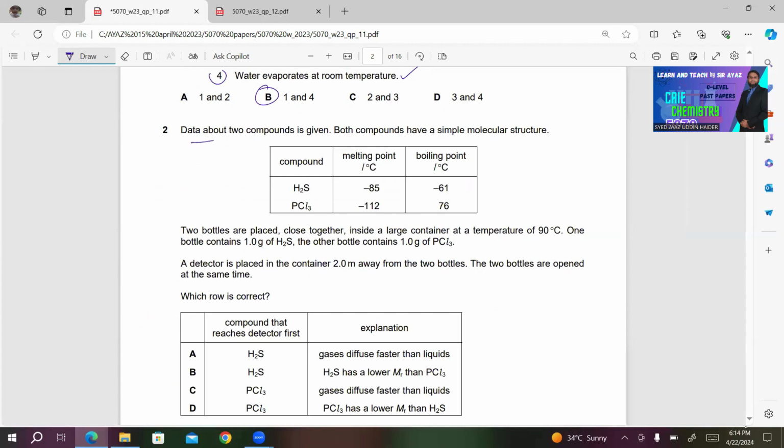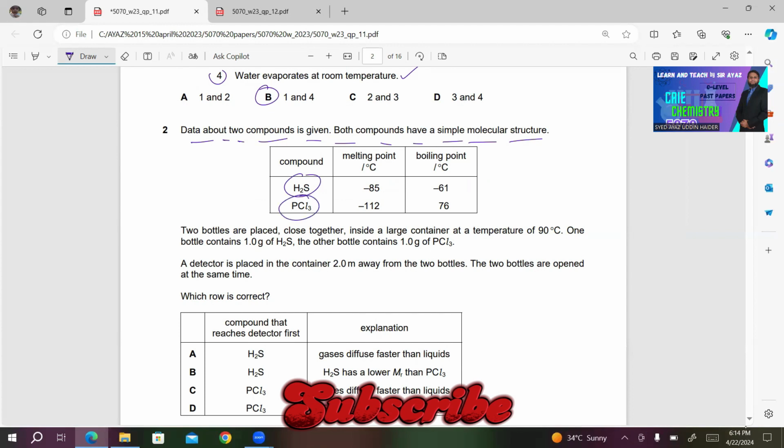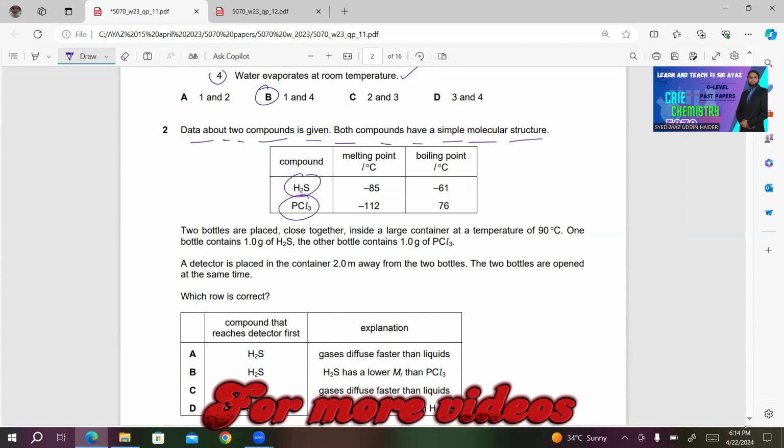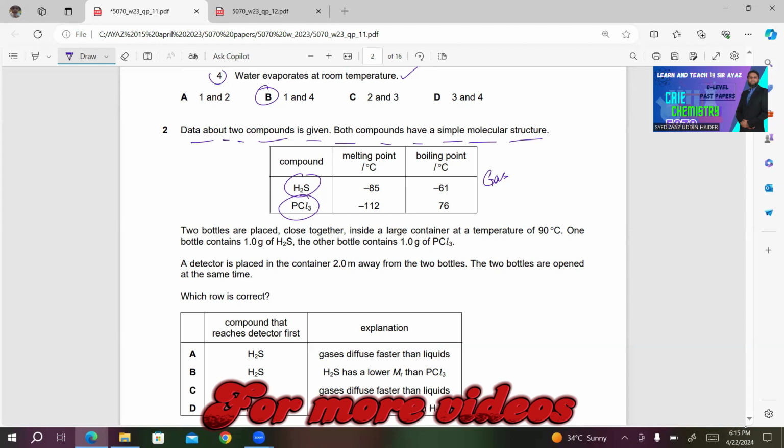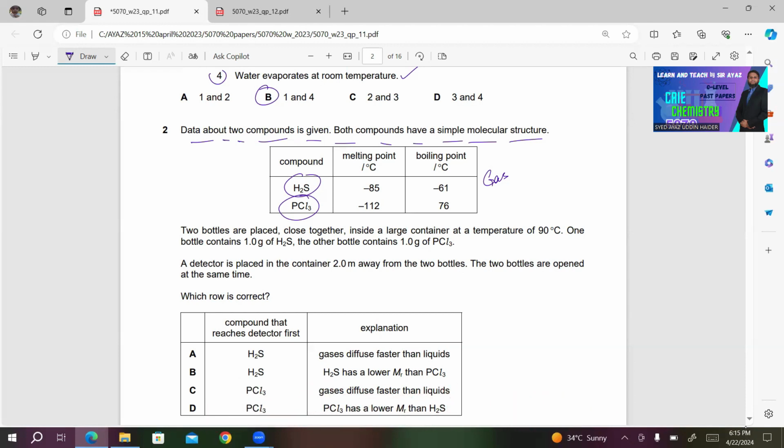Number 2, data about 2 compounds is given. Both compounds have a simple molecular structure. We have compound H2S and PCl3. The melting point and boiling point of both of these compounds are shown. Boiling point indicates that H2S exists as gas at room temperature and pressure, and PCl3, the melting point and boiling point suggest it must be in the liquid state at room temperature and pressure.